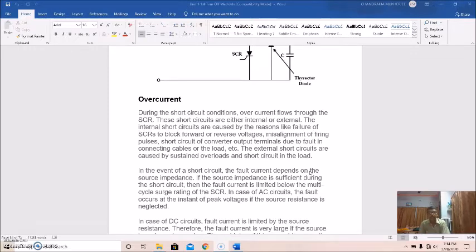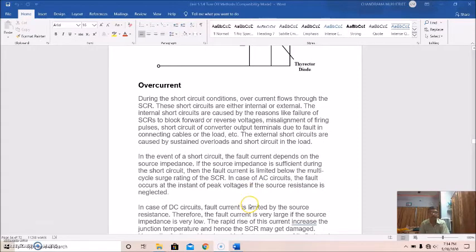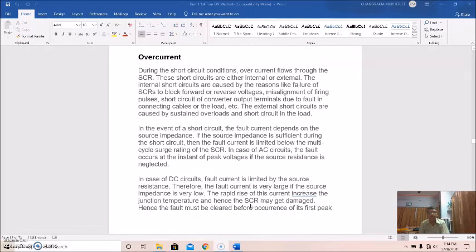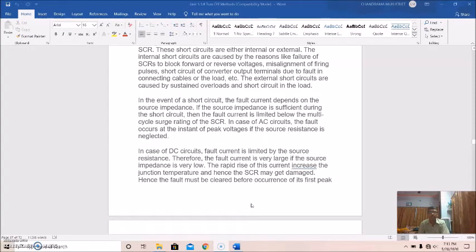In the event of a short circuit, the fault current depends on the source impedance. If the source impedance is sufficient during the short circuit, then fault current is limited below the multi-cycle surge ratings of the SCRs. In case of AC circuits, the fault occurs at the instant of peak voltage if the source resistance is neglected. In case of DC circuits, fault current is limited by the source resistance. Therefore, the fault current is very large if the source impedance is very low. The rapid rise of this current increases the junction temperature, and hence the SCR may get damaged.